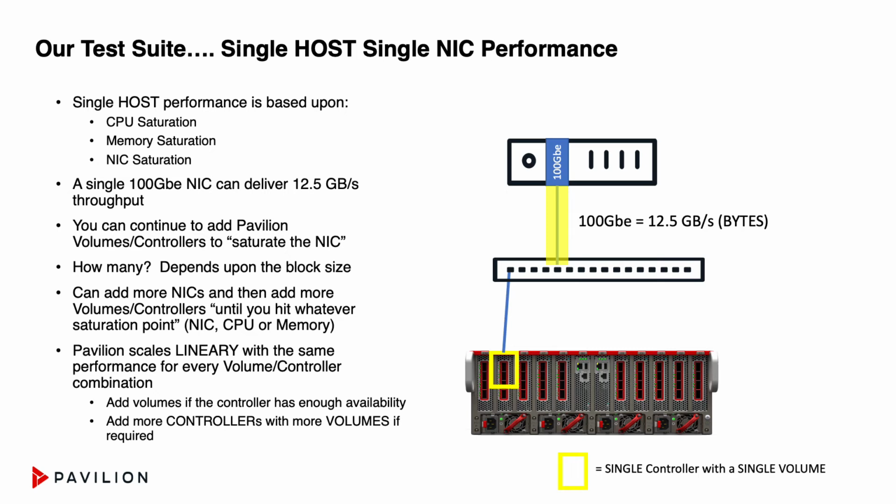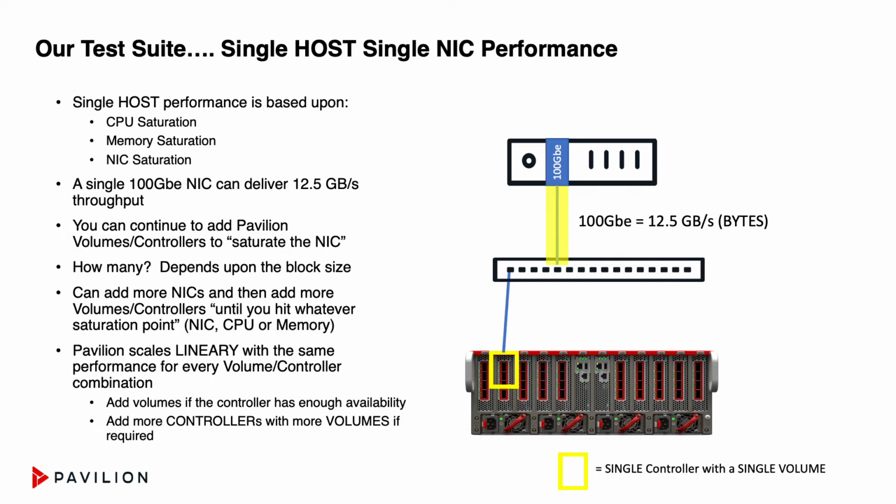So before we actually get into the performance numbers, remember this is a single host, single NIC performance characteristic, and the idea is to simulate a SQL server running on a host or any application, of what an application can get from a storage perspective on a single host. Remember, single host performance is based upon CPU, memory, and NIC, and all saturation and wherever the bottleneck happens to be. And in our world, we're going to talk about a NIC, and a 100 gig NIC can deliver 12.5 gigabytes per second storage. As you know, storage is typically measured in gigabytes per second.